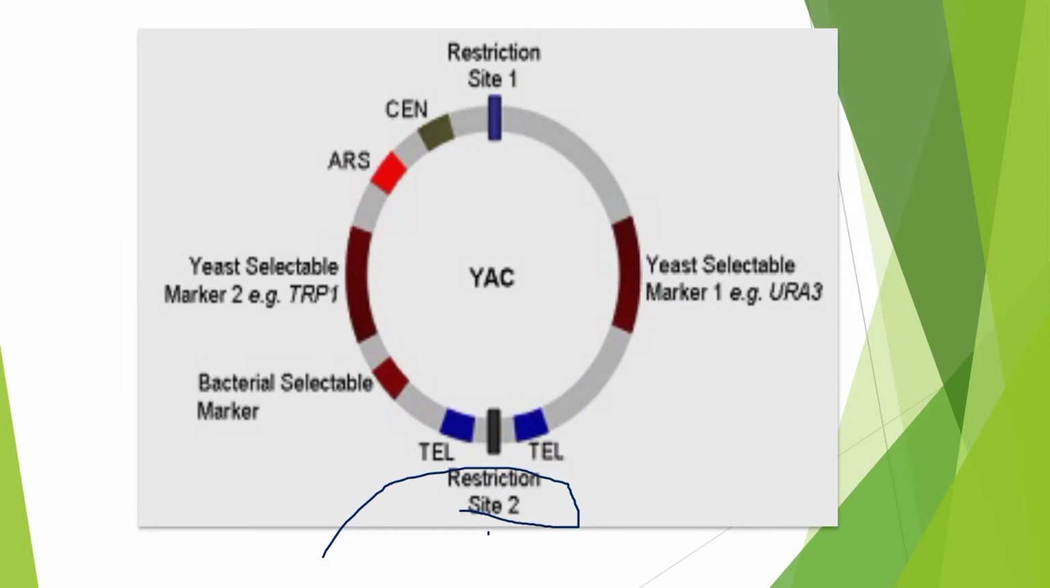This is one of the restriction sites. This is another restriction site. These are the centromere and the autonomous replicating sequence. Various selectable markers: the yeast selectable markers, one is TRP1 and another is URA3, and this is the bacterial selectable marker.